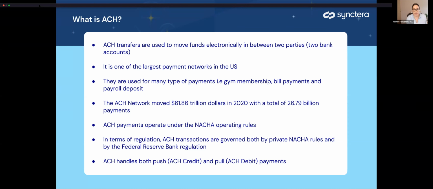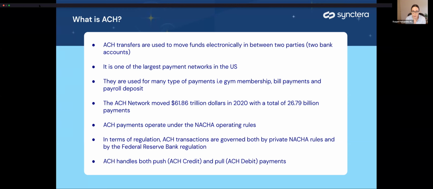ACH operates under the NACHA operating rules. NACHA stands for the National Automated Clearinghouse Association. NACHA sets and enforces the ACH rules and handles the definition of new technical requirements and transaction types. An example is that last year NACHA introduced a return type called R11. NACHA takes care of making sure everything is aligned and the formats are followed.